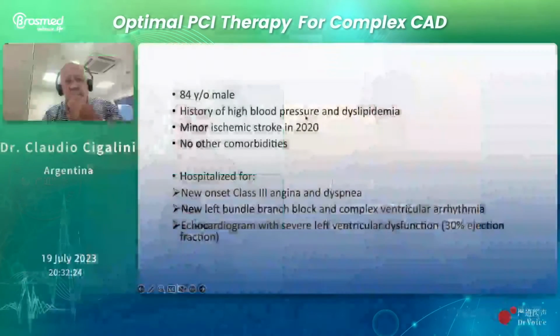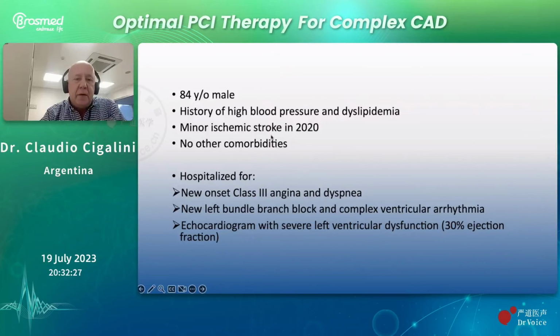Yes, we can. Okay, we have another complex case about an 84-year-old male with history of high blood pressure and dyslipidemia. He has a history of minor stroke in 2020 and no other comorbidities. He was hospitalized because of new onset class 3 angina and dyspnea with a complex ventricular arrhythmia, a new left bundle branch block, and he also had depressed ventricular function.